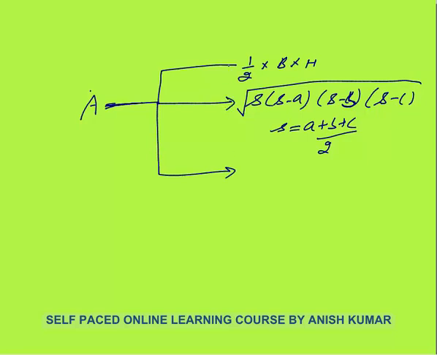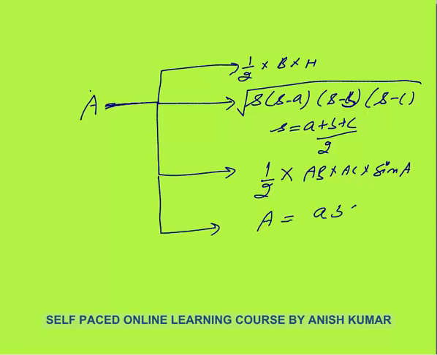Third was half into any two sides. Let's say I'm taking AB into AC and the sine of the angle between them, sine A. Fourth, which is very important, area equals abc upon 4R, where R is the circumradius and a, b, c are the sides of the triangle. And the fifth one was area equals small r into s, where small r is the inradius and s is the semi-perimeter.